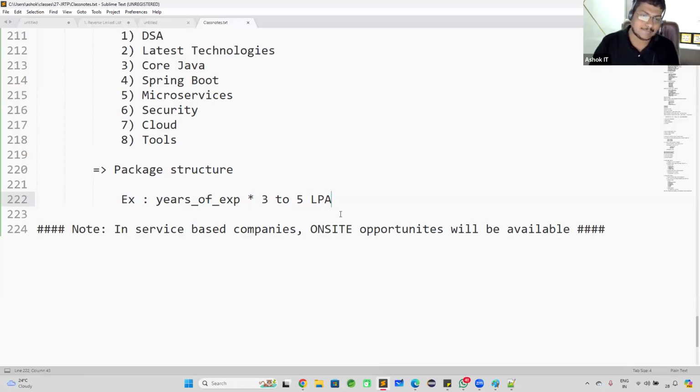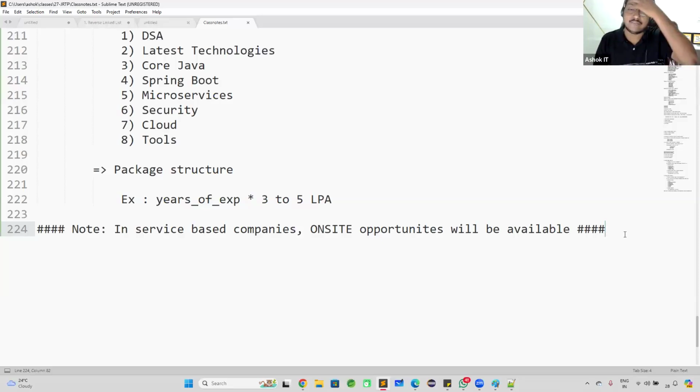So in service-based companies, on-site opportunities will be available for the best team members, who are technically strong, functionally strong, who know the end-to-end of the application. Those people will go to the client location for work. Some days they will go to the client location.